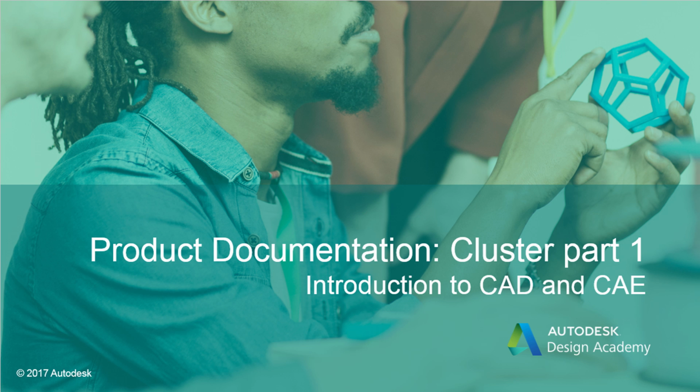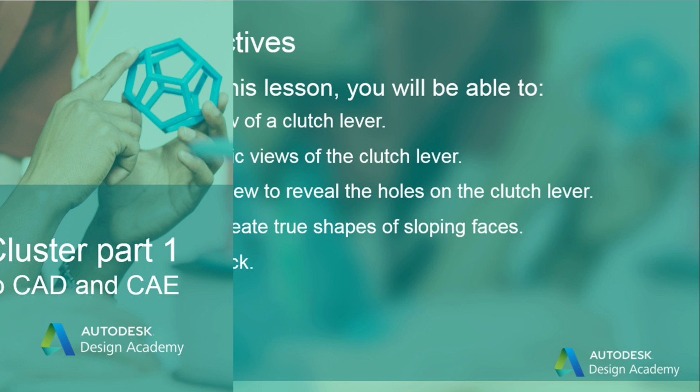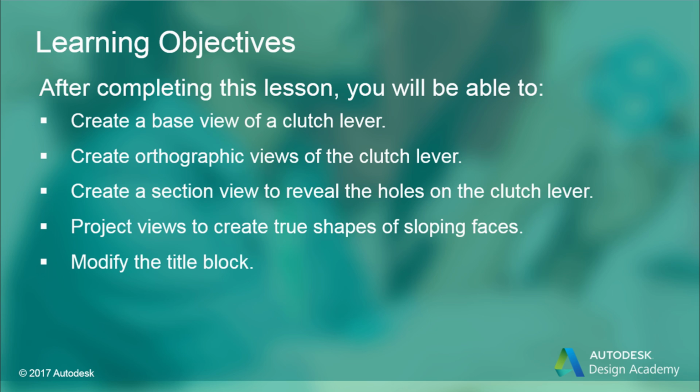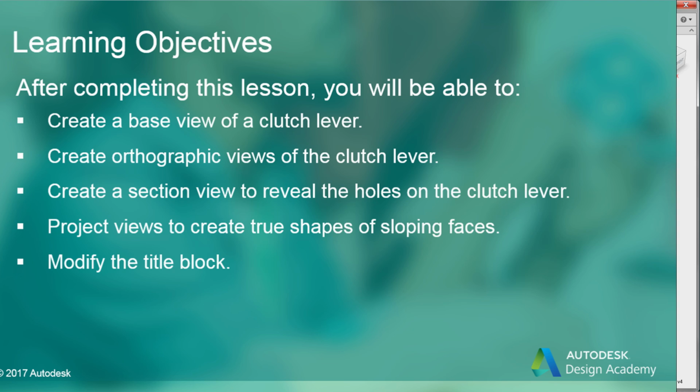Welcome to the Introduction to CAD and CAE. In Product Documentation Part 1, you create orthographic drawing views of a clutch lever. After completing this lesson, you will be able to create a base view of a clutch lever, create orthographic views of the clutch lever, create a section view to reveal the holes on the clutch lever, project views to create true shapes of sloping faces, and modify the title block.